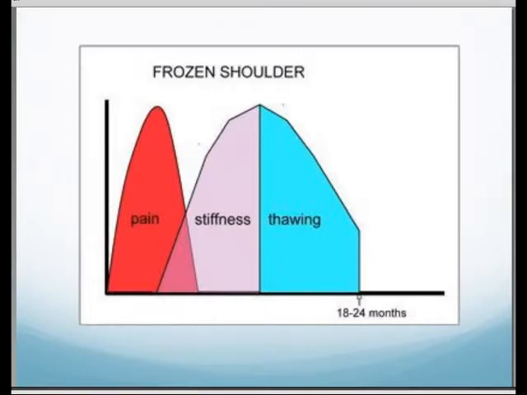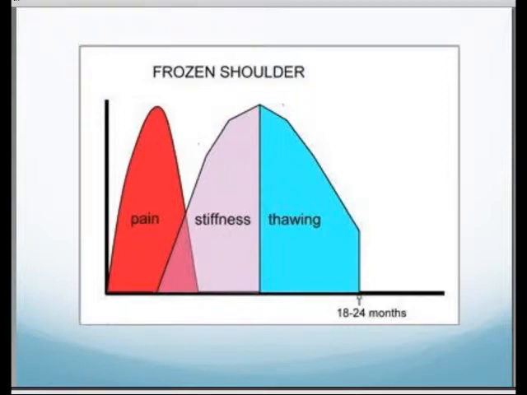It's in all planes, and they always talk about external rotation. Some people define it as losing up to 50% of your external rotation. And then at the end, pain gradually subsides and your shoulder is still very stiff, and then you get a gradual return of your range of motion. And we call it, there's the 3 phases.